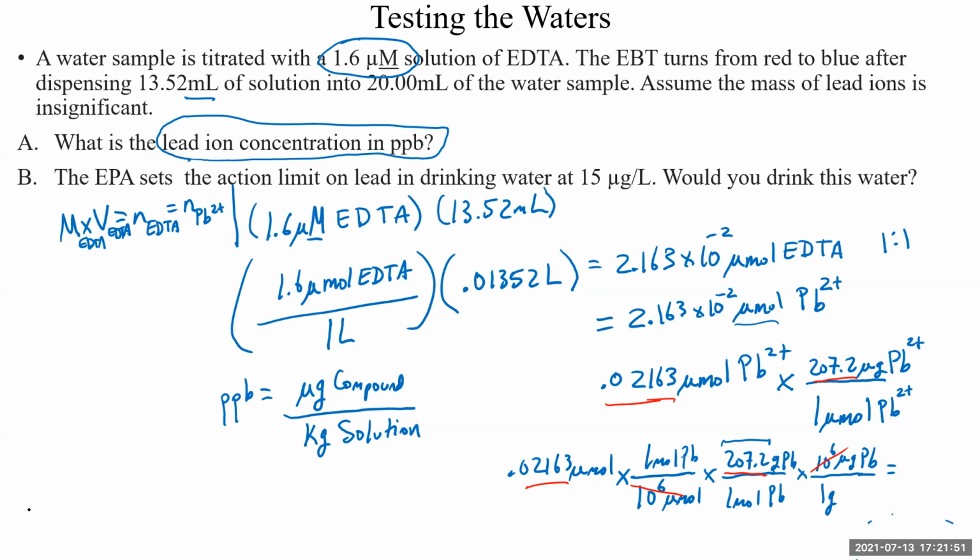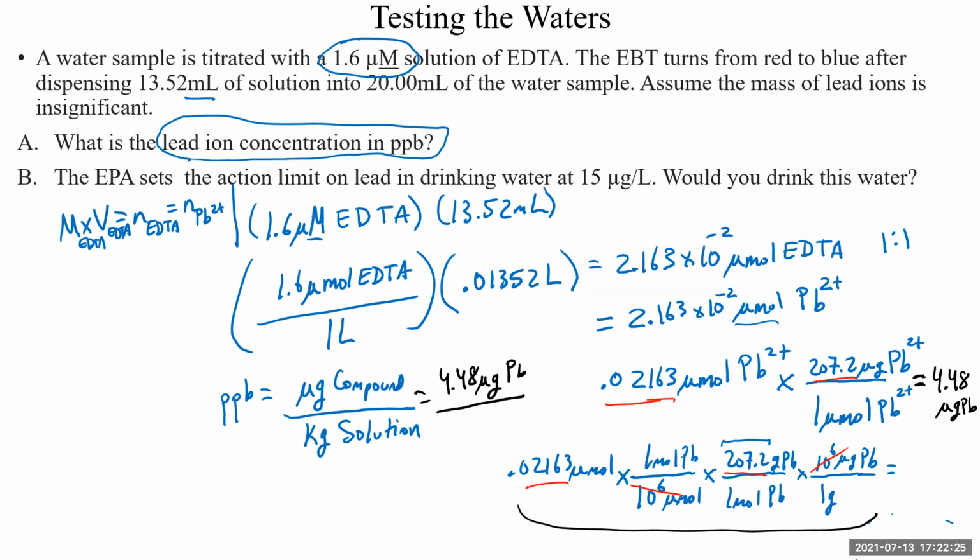But again, if you're not comfortable with that, then just go through the step-by-step process: convert from micromoles to moles, from moles to grams, and grams back into micrograms. You'll get the same answer. It'll take you a little longer, but that's okay. It's better that you know what you're doing than you take shortcuts. Don't take shortcuts if you don't understand them. So I got 4.48 micrograms of lead.